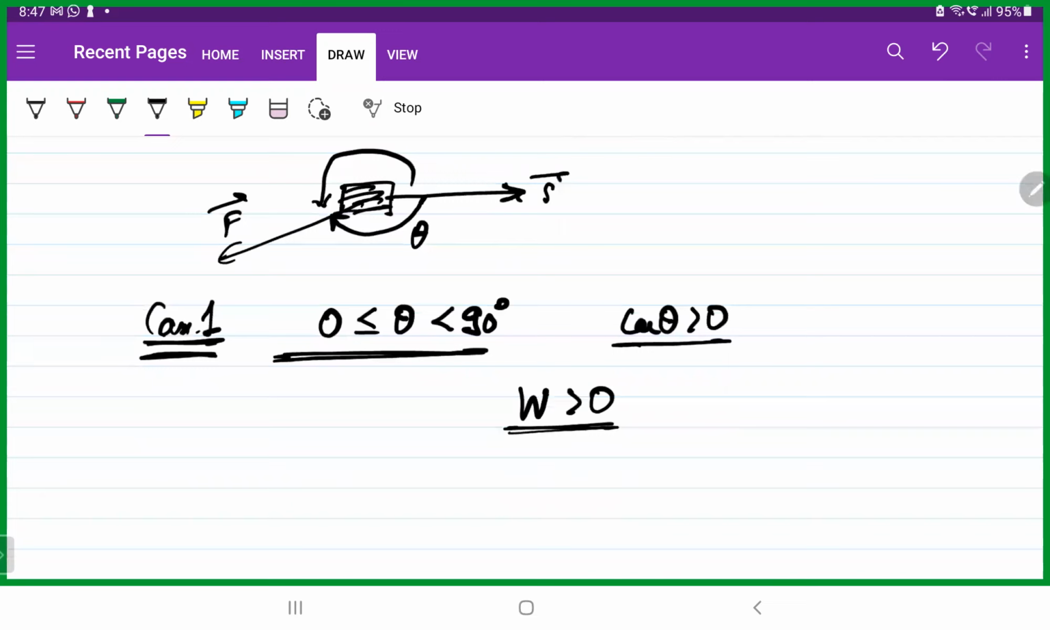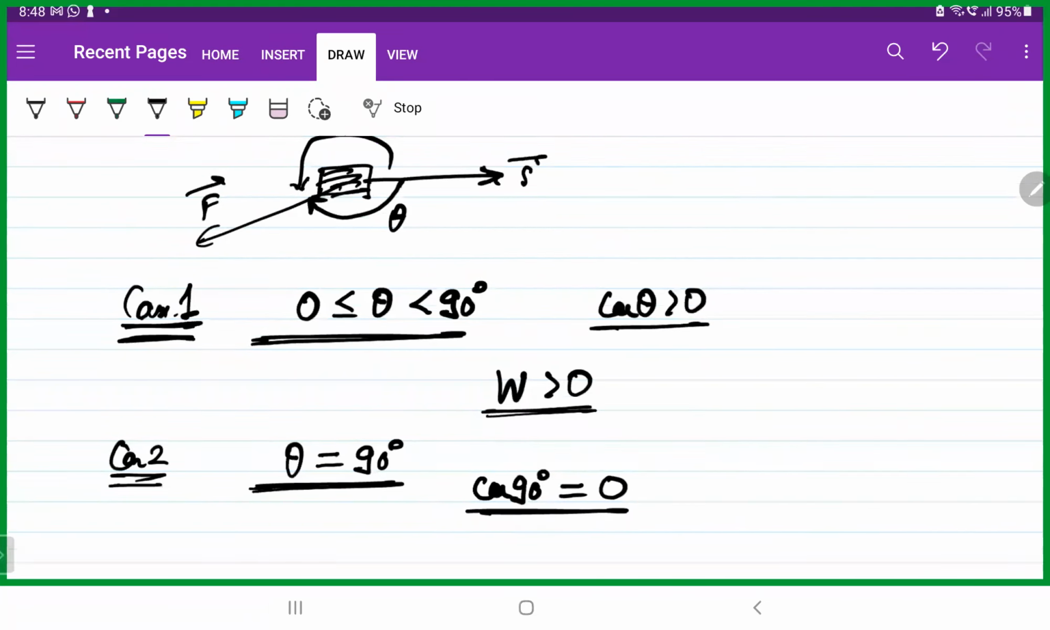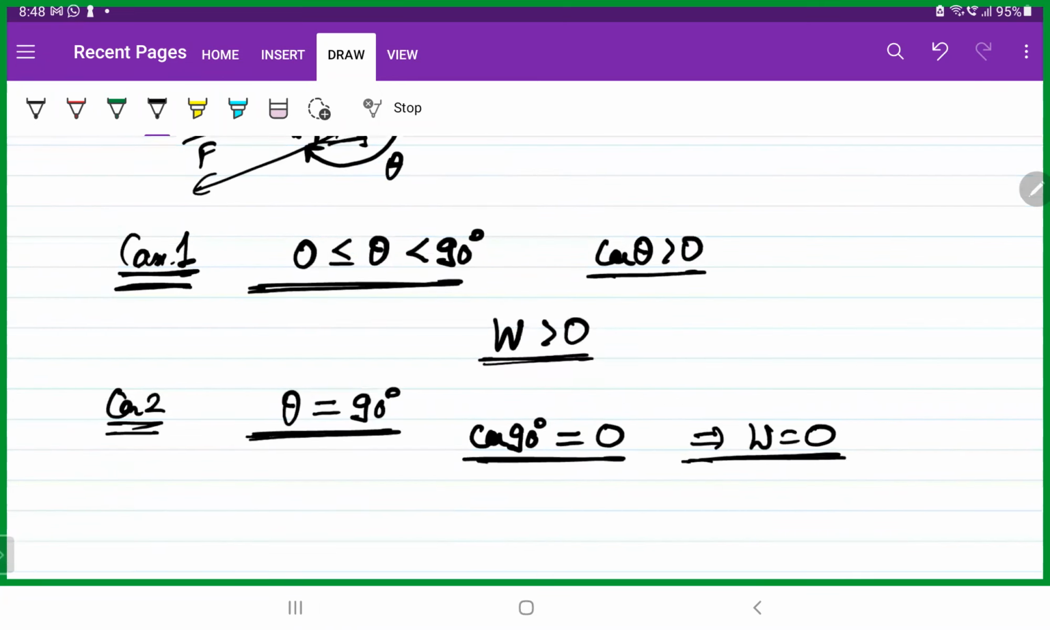Then case 2: theta is equal to 90, exactly 90. Cos 90, what is cos 90 value? Cos 90 value is 0. So what will be the work done value? 0. Work done will be 0. So theta is equal to 90, cos 90 is 0, work done will be 0.